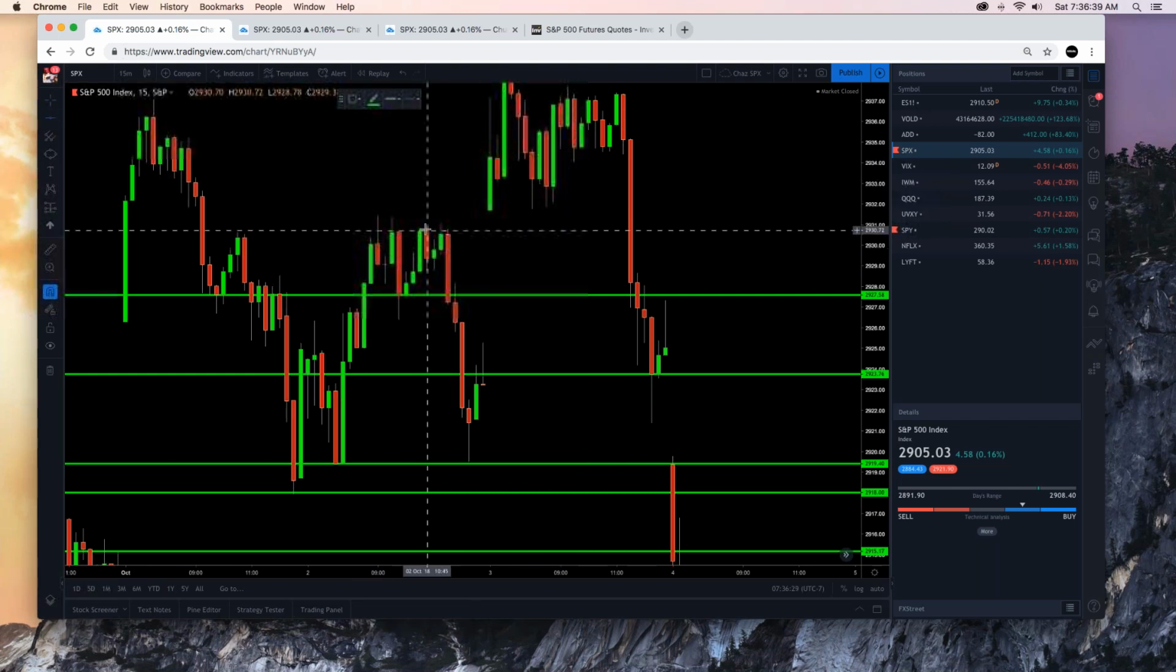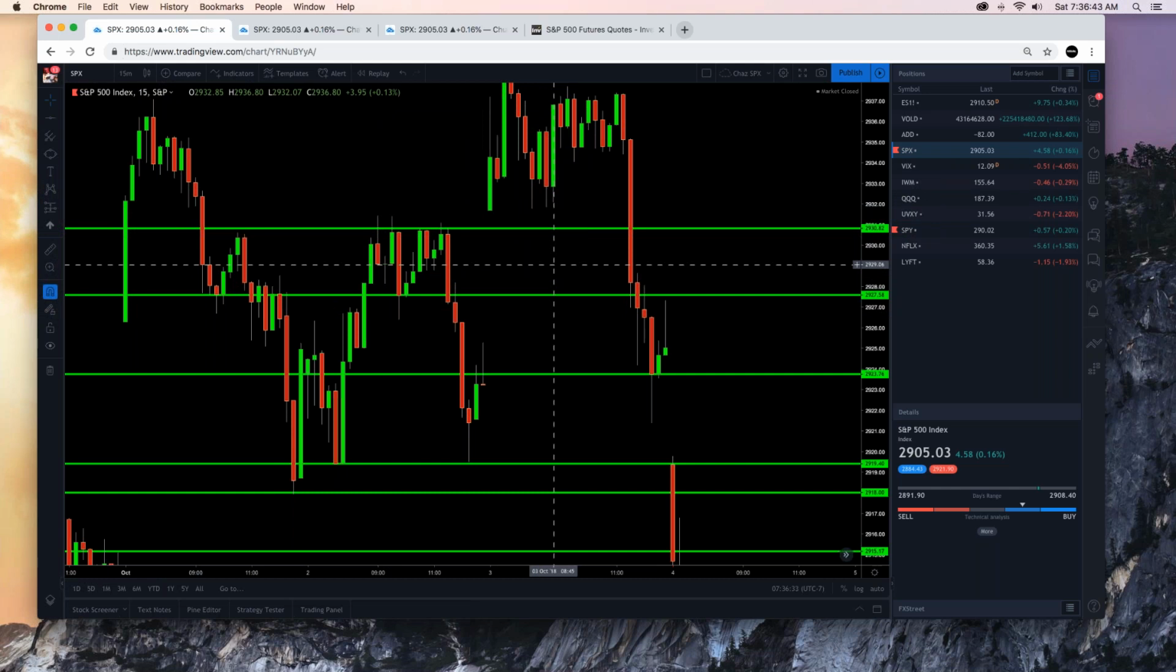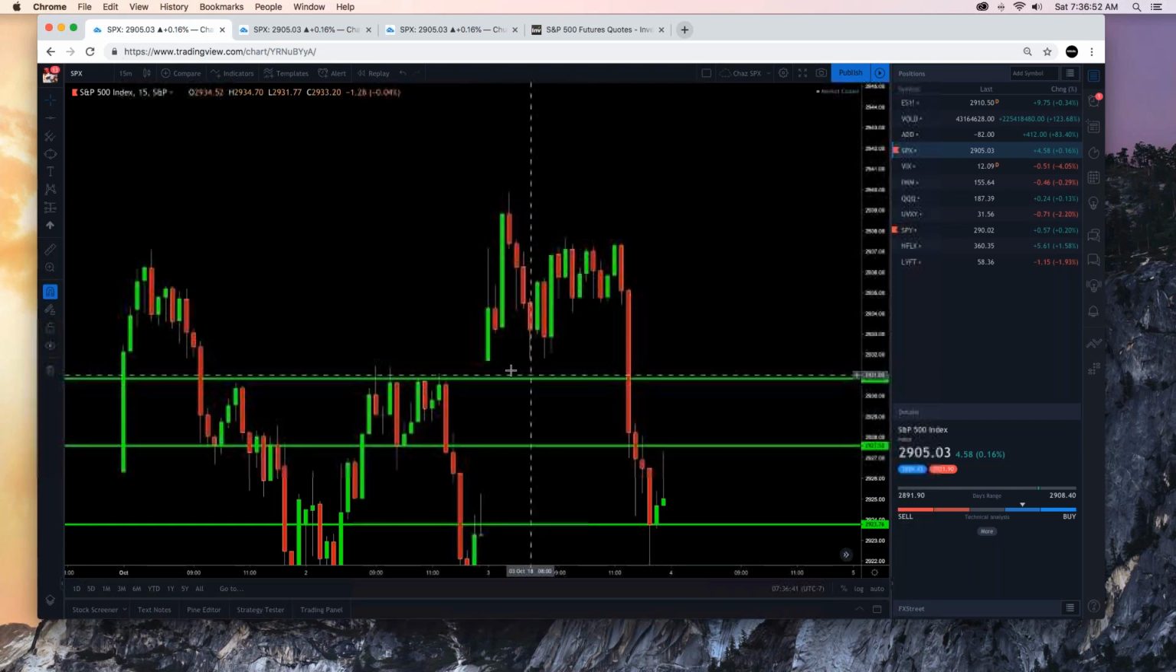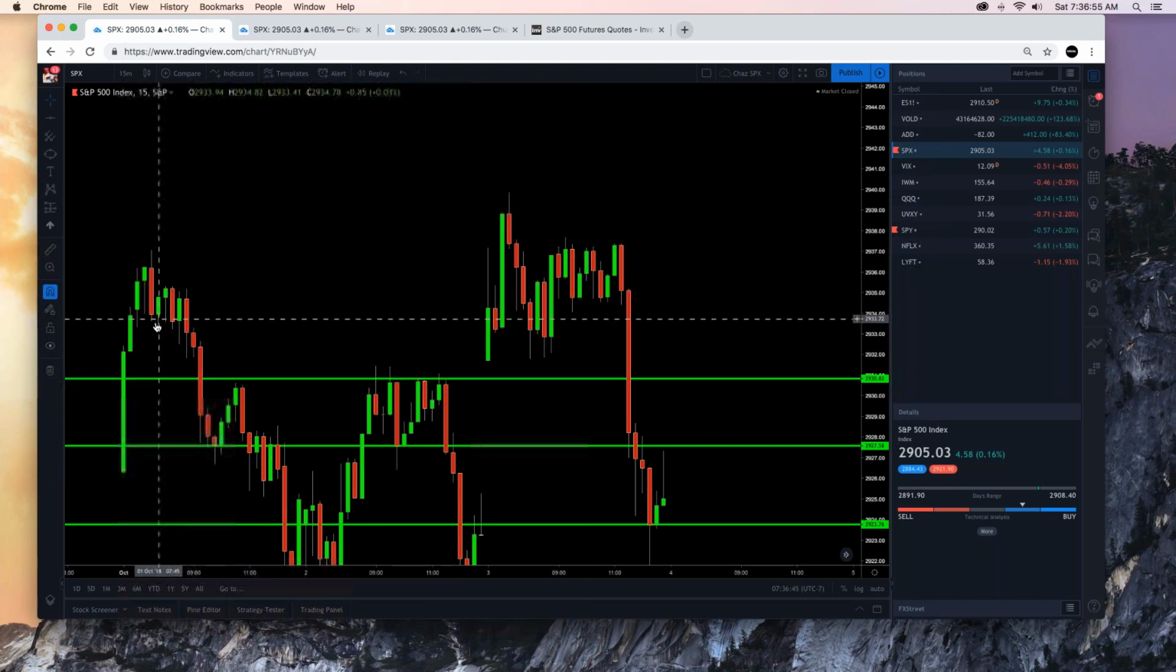I'm telling you, this happens on the 15-minute with SPX. After like 6 months of me watching it, it was like somebody hit me in the head with a hammer: oh, the 15-minute actually works. This next level right here is going to be where there's congestion, obviously. We look to the left.